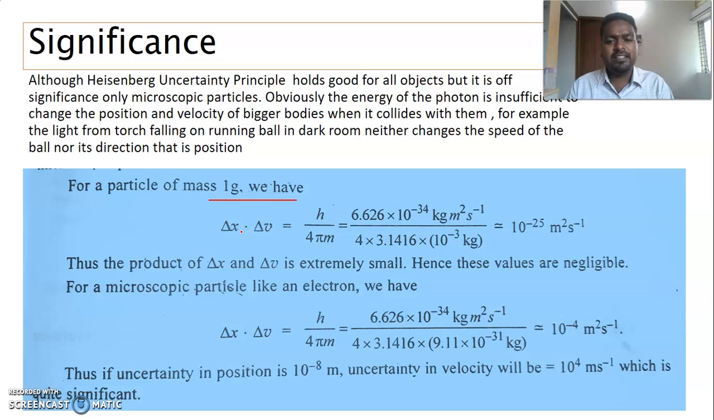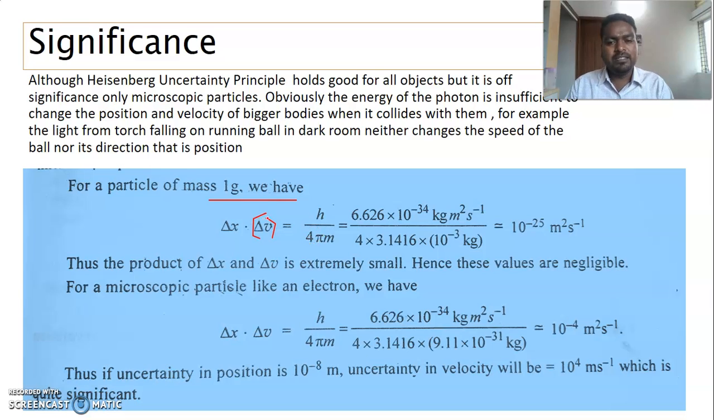So here, delta x into delta p is equal to h by 4 pi, because we know that delta p is nothing but mass into velocity. We are going to keep the velocity on the RHS, send the mass towards the RHS, and keep this on the LHS. So this is the formula: delta x into delta v is equal to h by 4 pi m.